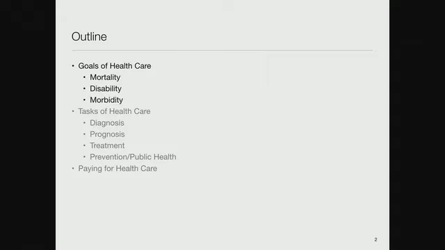And then the second one is going to be what are the things that people actually do in order to try to achieve these goals? What is the practice of medicine like? What is the process that generates the data that we're going to be using to learn from?